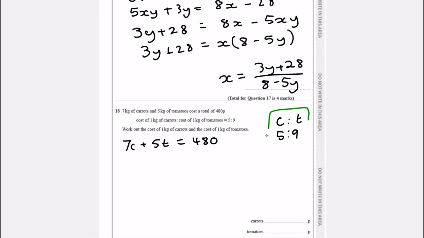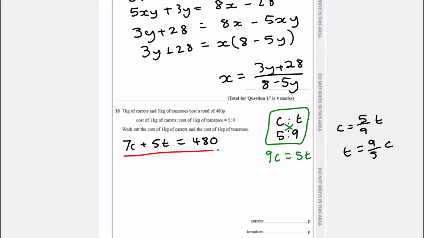So how can we make this into a second equation so we can have simultaneous equations? The quick way is to just cross them over and say 9c equals 5t. You could equally say that c is 5/9 of t and t is 9/5 of c. Any of those equations would be absolutely fine. So we need to solve them now. We've got two simultaneous equations to solve. You could get them in the form you're used to, have 9c minus 5t equals 0, and solve them as simultaneous equations that way.